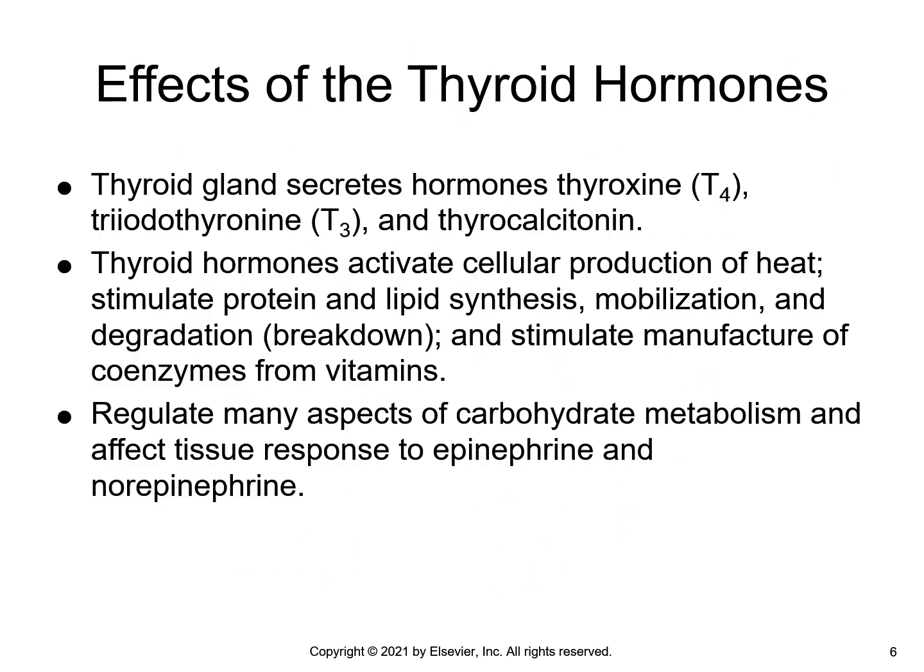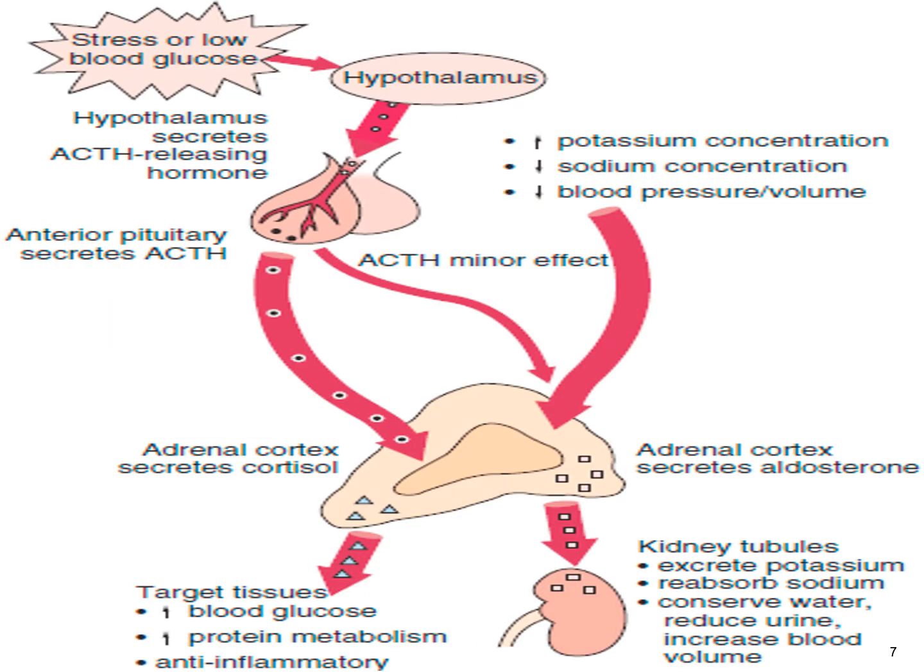T3 is the more potent form of the thyroid hormone. T4 is converted to T3 by removing an iodine atom from the T4 molecule. Intake of protein and iodine is needed to synthesize both thyroid hormones. These are the effects of epinephrine and control of its secretions.